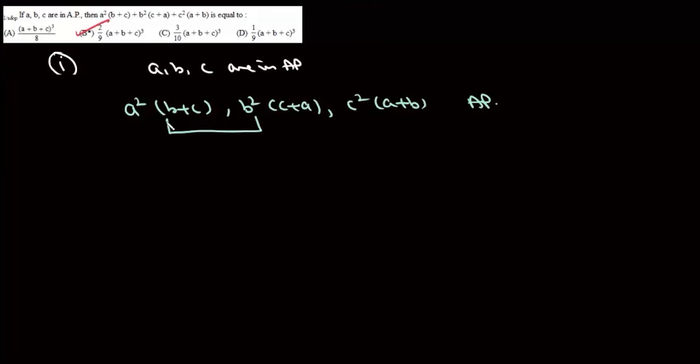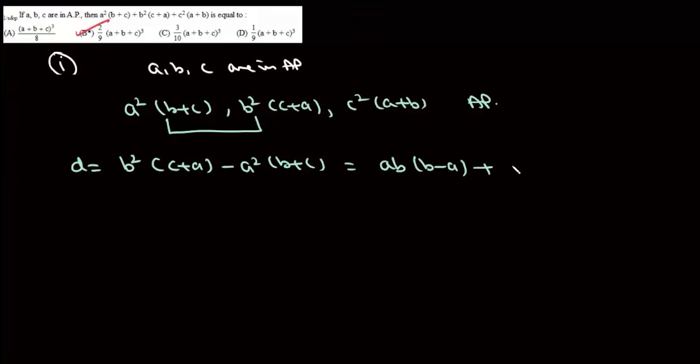Now another way to solve this question is, we know A, B, C are in AP and we also know A square (B plus C), B square (C plus A) and C square (A plus B) are also in AP, and we can prove this also. So if we take their difference, this difference will be B square (C plus A) minus A square (B plus C). We'll take terms of AB together. So we'll take AB common, and then it will be (B minus A) plus, and then we'll take C common, it will be B square minus A square. Let's call this difference as capital D.